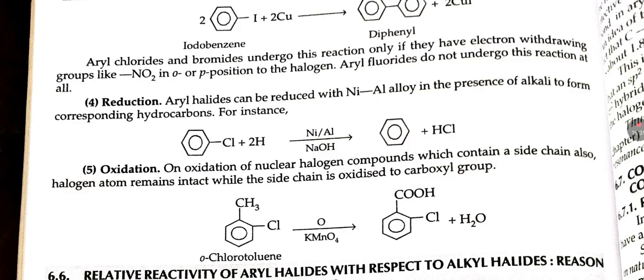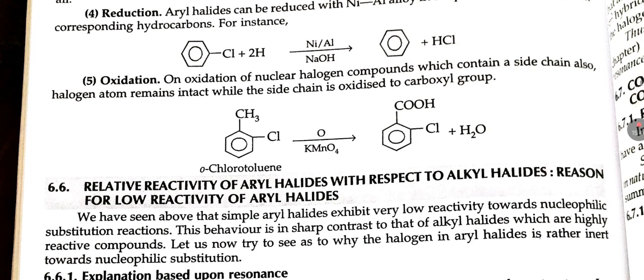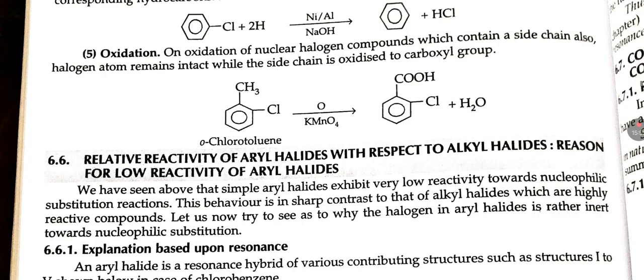Reduction. Aryl halides can be reduced with nickel aluminium alloy in the presence of alkali to form the corresponding hydrocarbons. Oxidation. In the oxidation of a nuclear halogen compound which contains a side chain, the halogen atom remains intact while the side chain is oxidized to a carboxyl group.